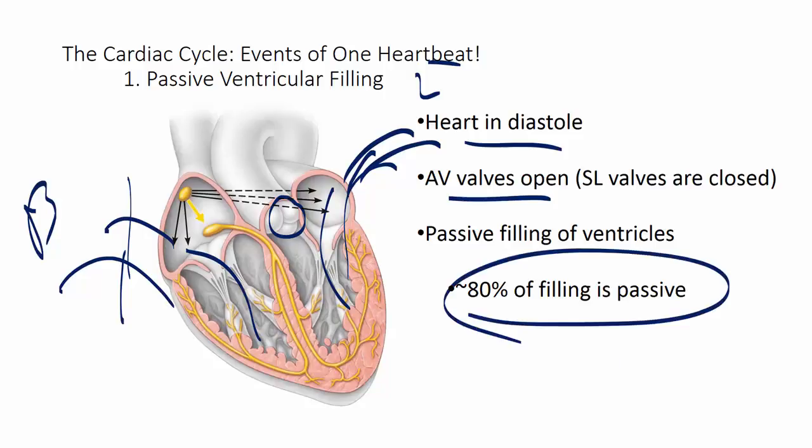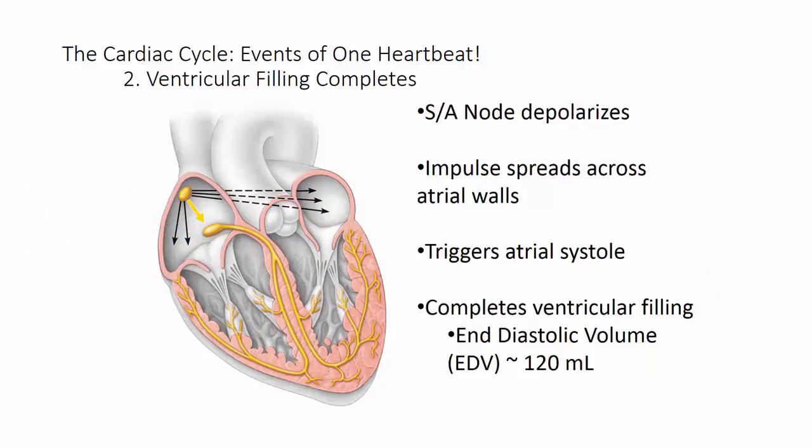About 80% of the ventricular filling is passive, so it's just blood flowing in from the venous return into the atria and then into the ventricle. So once the ventricular filling, we need to complete that ventricular filling, and the way we do that is we depolarize the SA node. So we have the SA node depolarized, that spreads that impulse through the atria, and then that triggers the atria to contract, or triggers atrial systole. So the atria are going to contract and force the remaining blood into the ventricles.